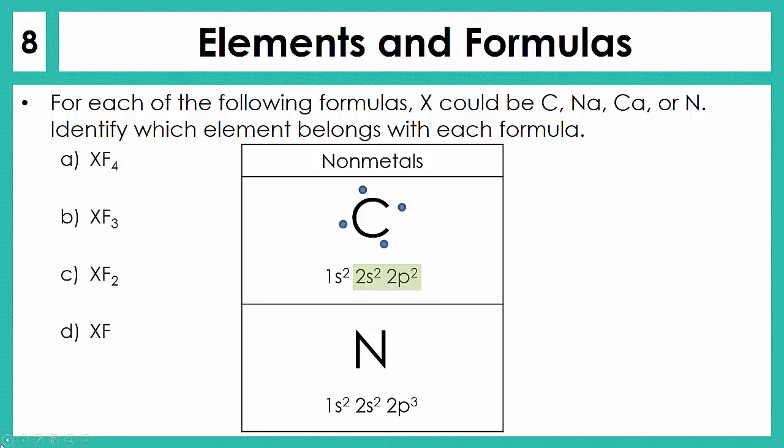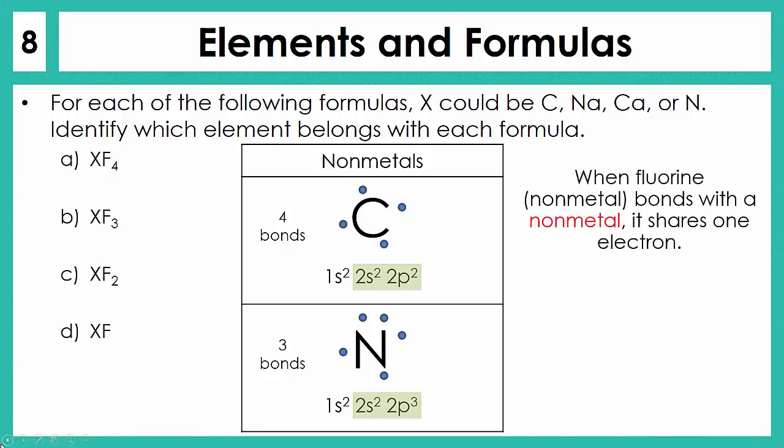So nonmetals are going to bond based on how many valence electrons there are. This carbon needs up to 4 bonds total in order to be stable, so it would have a full octet. For nitrogen, it's got 5 valence electrons, which means 3 of them are unpaired, so it can form 3 bonds. Now let's look at fluorine.